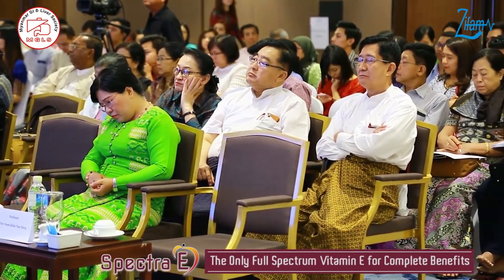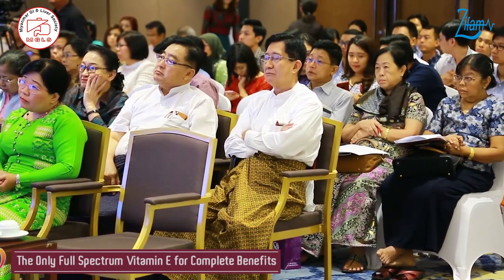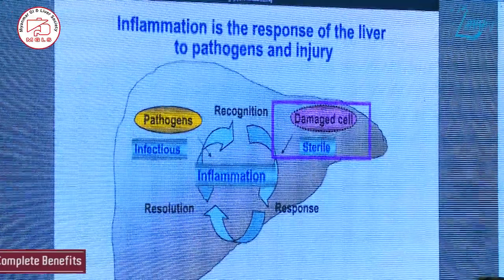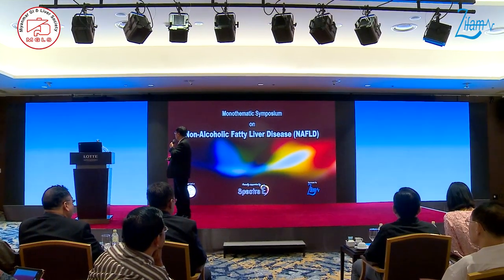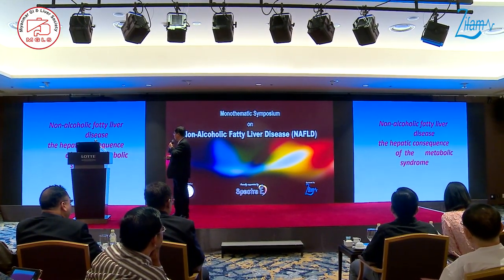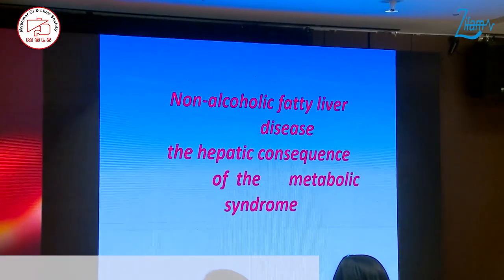So the main cause of the sequelae is the fat causing inflammation of the hepatocytes. So inflammation, repair, and fibrosis cause cirrhosis, and finally liver cancer. So the fat and inflammation are the basis of the pathological process. Let me concentrate a little bit on this sentence.